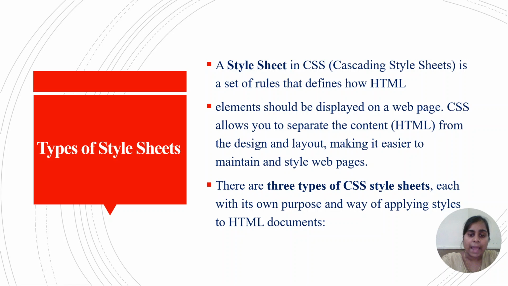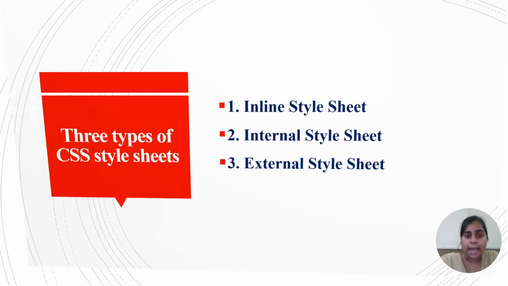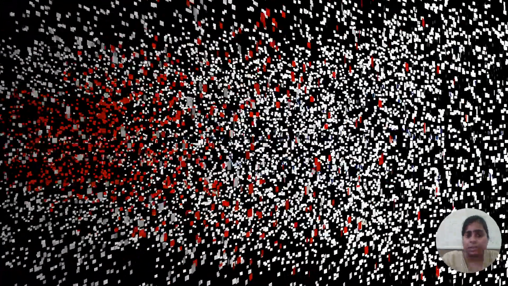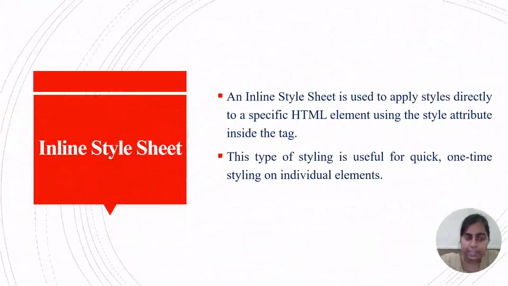Here we have three types of CSS style sheets, each with its own purpose and way of applying styles to HTML elements. The first one is the inline style sheet, the second one is the internal style sheet, and the third one is the external style sheet. Here I am taking the first, the inline style sheet.